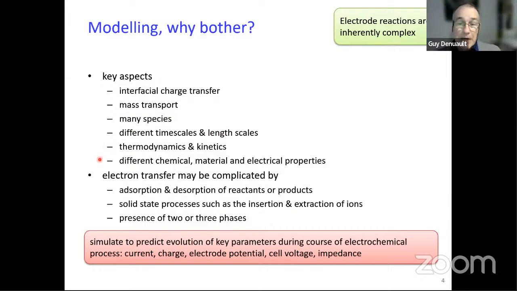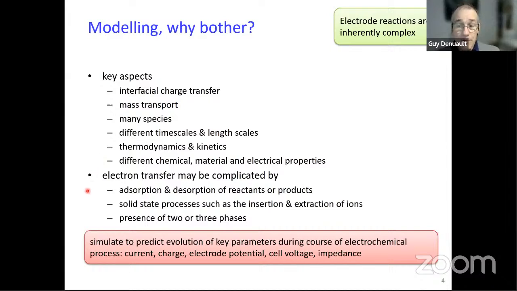Of course, we're dealing with materials, with chemicals, and their properties will be very different. And of course, the electrical properties will be very different. So that will need to be included in the model, sometimes, not always.